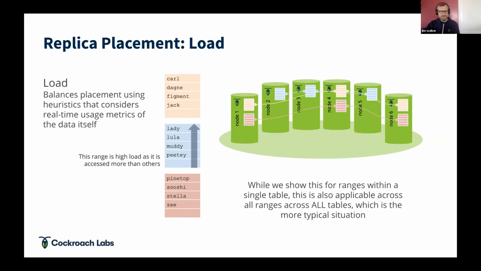We can also distribute and place data based on load. So say we have a hot range of data, these records: Lady, Lula, Muddy, and Petey. That range is a hot range. It's being accessed a lot. We can isolate that into nodes that have less utilization so that we can increase performance of the overall database when we write that data.